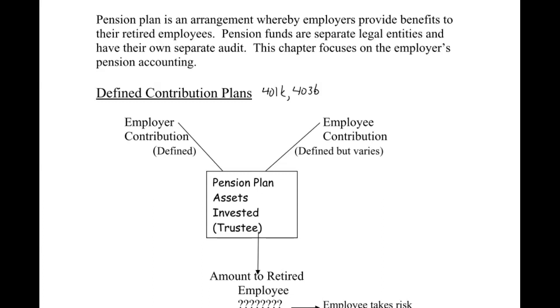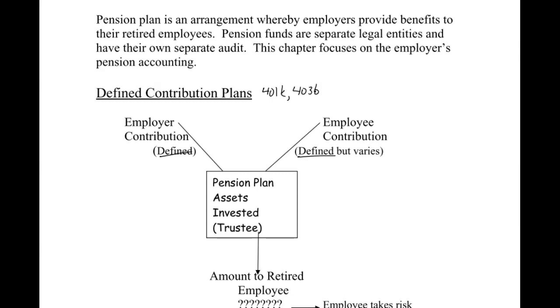The 401k and 403b are basically the same thing, except 401k is for for-profit companies, like all your corporations and whatnot, and 403b is for not-for-profits like universities, for example. All right, so remember, it's called defined contribution. So if we look here, on the employer side, the contribution is defined. Over here, the employee contribution is defined. Notice it says defined but varies.